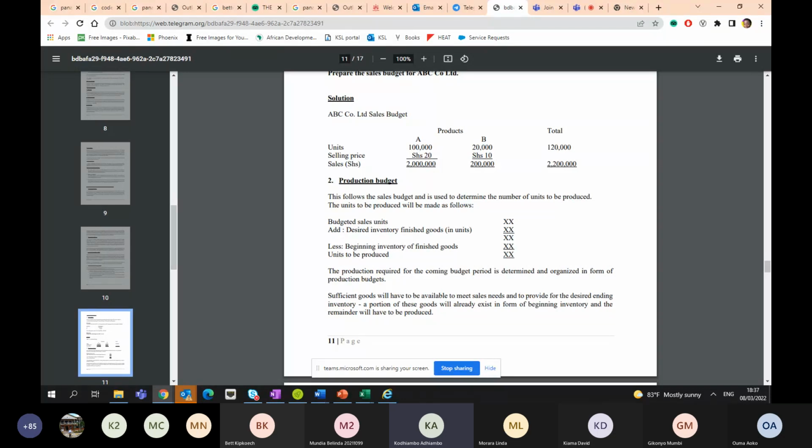So that you only produce what you need. Then sometimes most companies and most questions will say you can't go below this number of units, just in case you have customers coming in last minute. So you also have to add your desired ending inventory. So you say, I need 100,000. At the end of the day, we can't go below 50,000. So in essence, I need 150,000.